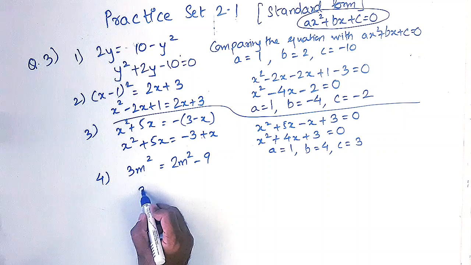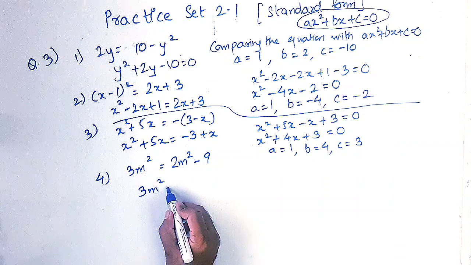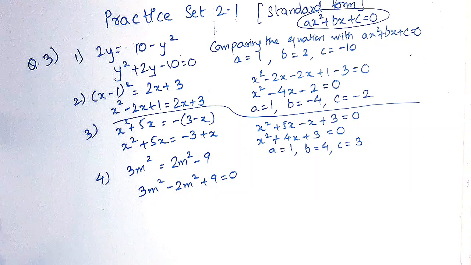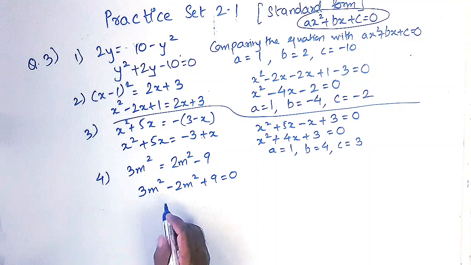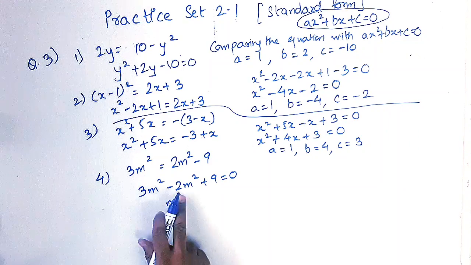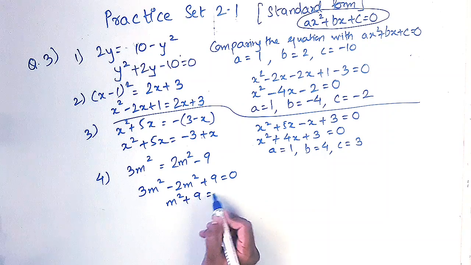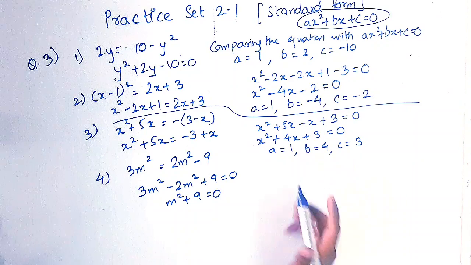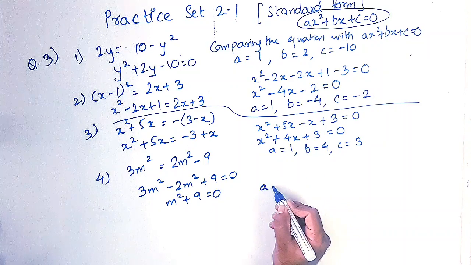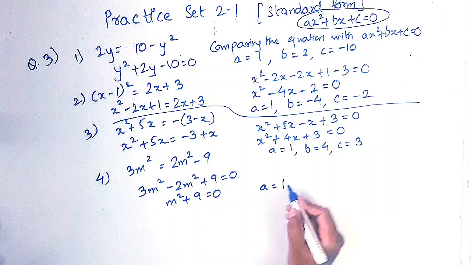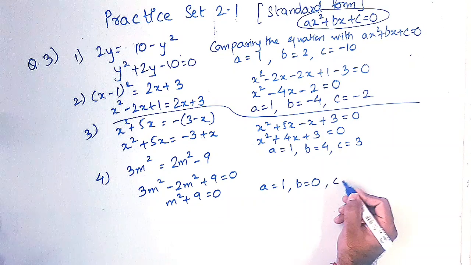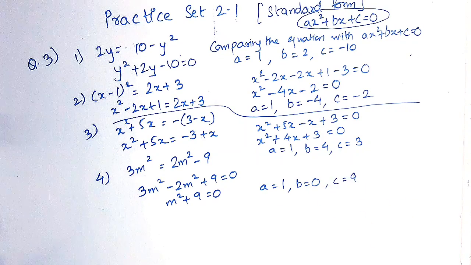Okay, here you can see 3m square minus 2m square plus 9 equals to 0. Okay, so this will become m square, 3 minus 2 is 1, m square plus 9 equals to 0. Okay, so comparing with ax square plus bx plus c, I'll get a equals to 1, b is not there, so b equals to 0 and c is what? c is 9.